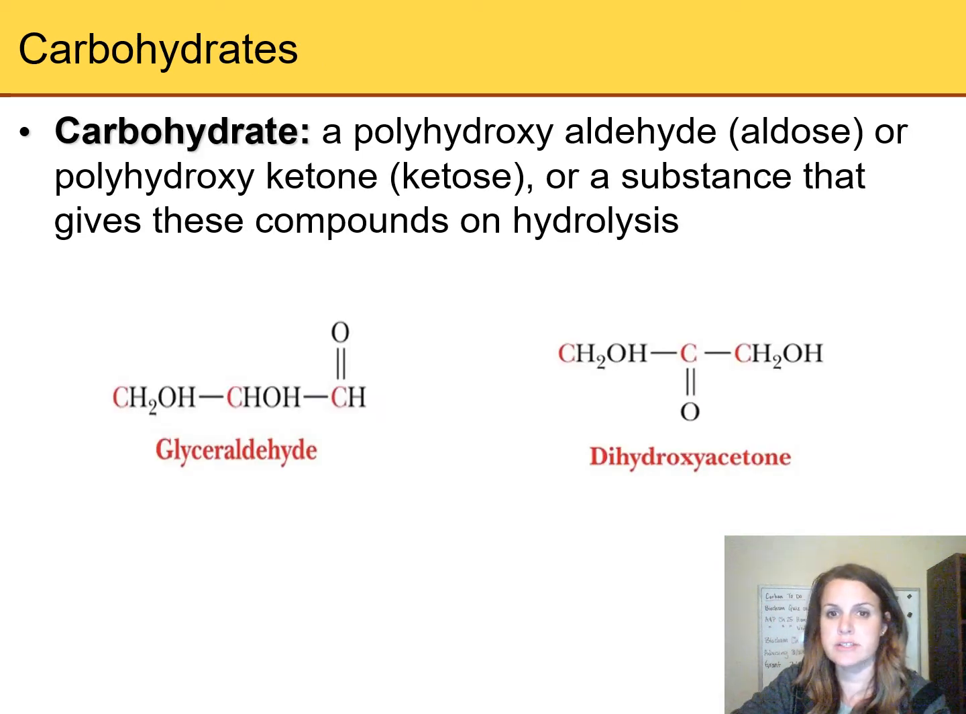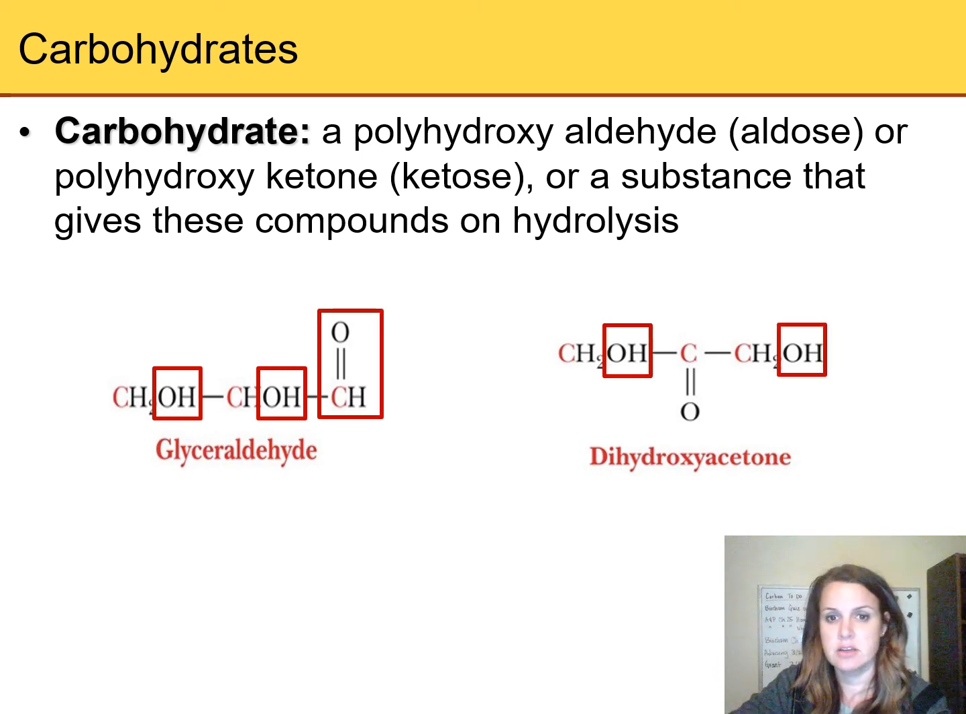What is a carbohydrate? A polyhydroxyaldehyde, or aldose, or a polyhydroxy ketone, or ketose, or a substance that can give these compounds on hydrolysis. So what do I mean by polyhydroxy? You see you have multiple OH groups, so that's your polyhydroxy, and then this is an aldehyde. Here, polyhydroxy, and this is a ketone. So this is basically the chemical structure of what carbohydrates are.